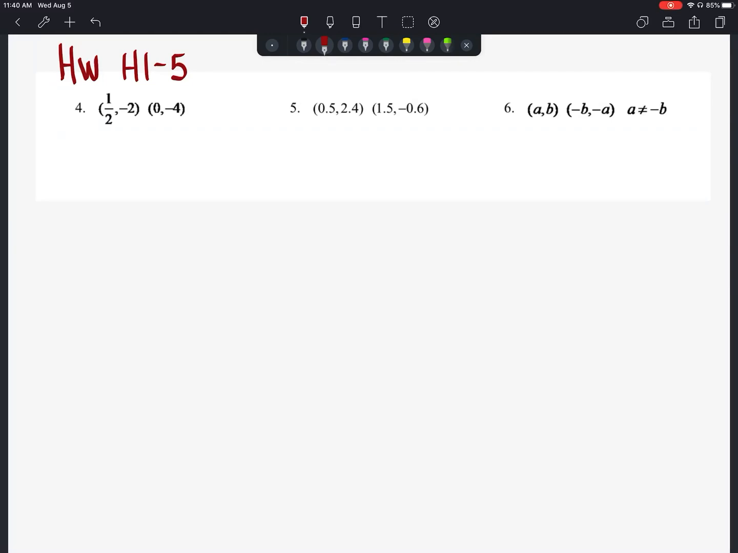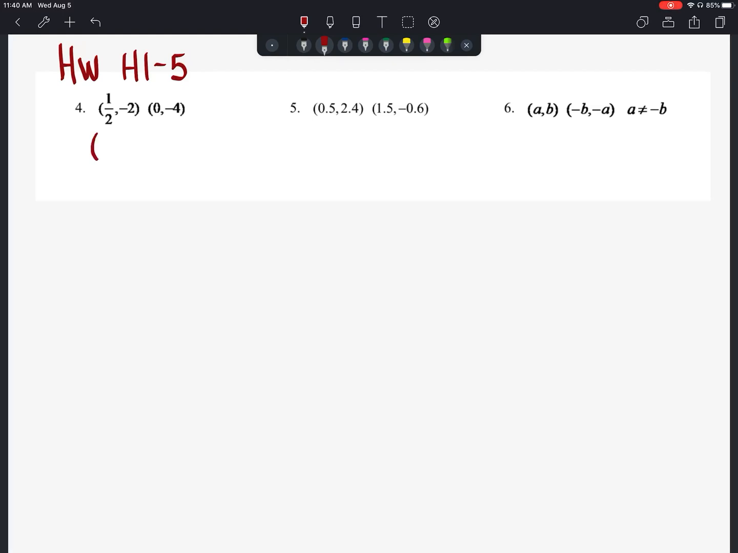This is problems 4, 5, and 6 from homework worksheet H1-5. Again, like the previous problems, we are finding the slope given 2 points. Starting with number 4, we have the point 1/2, -2, and the point 0, -4.